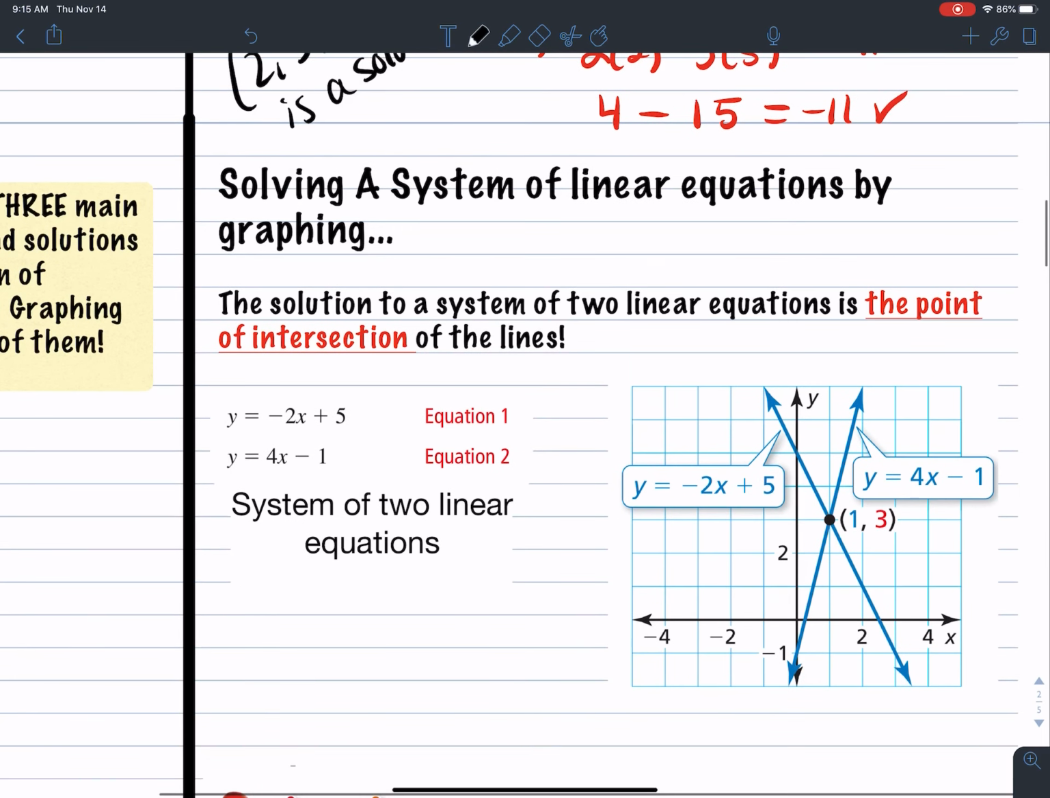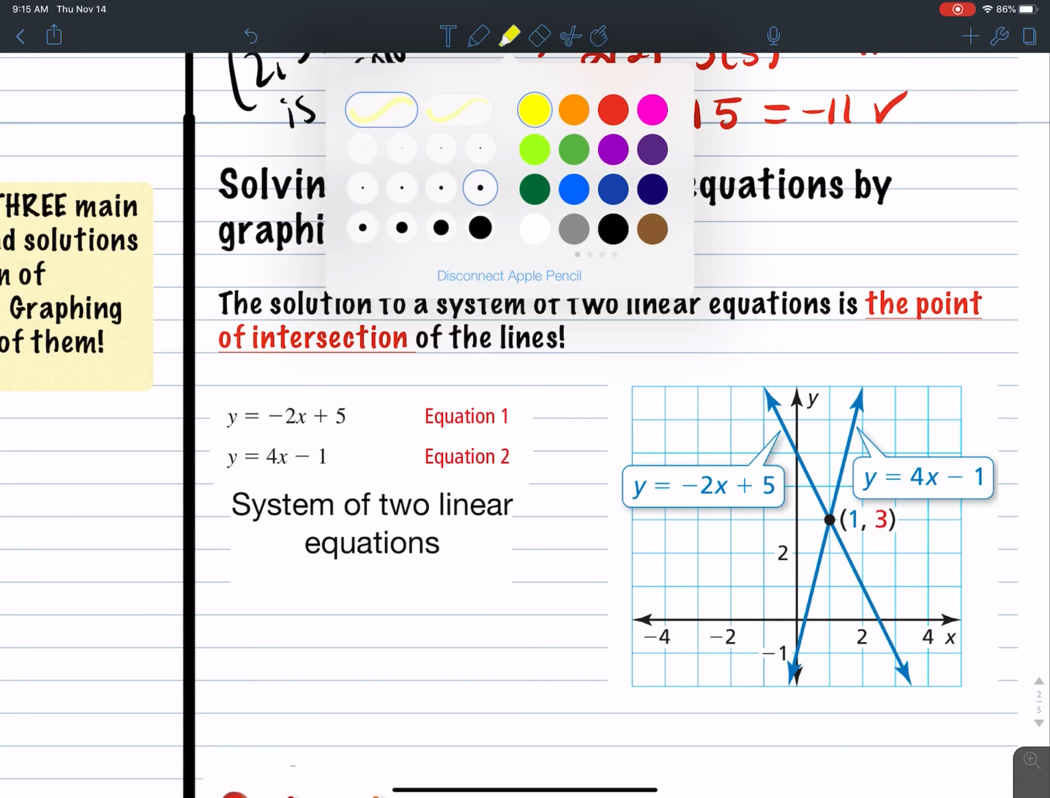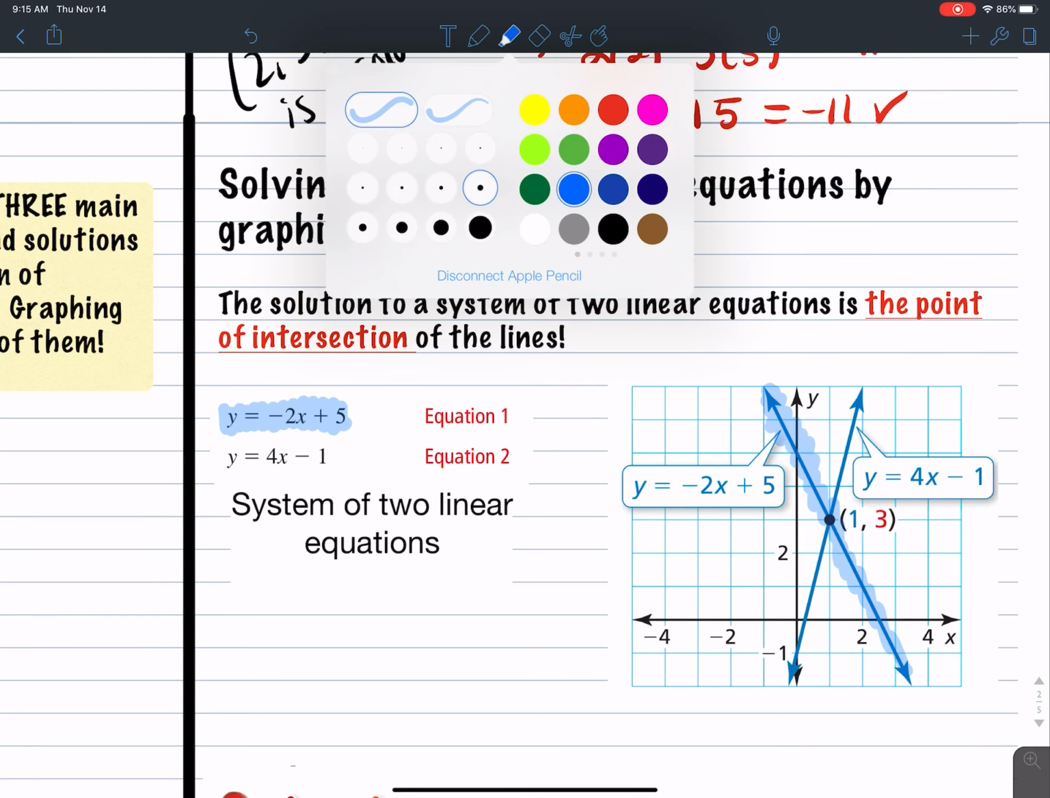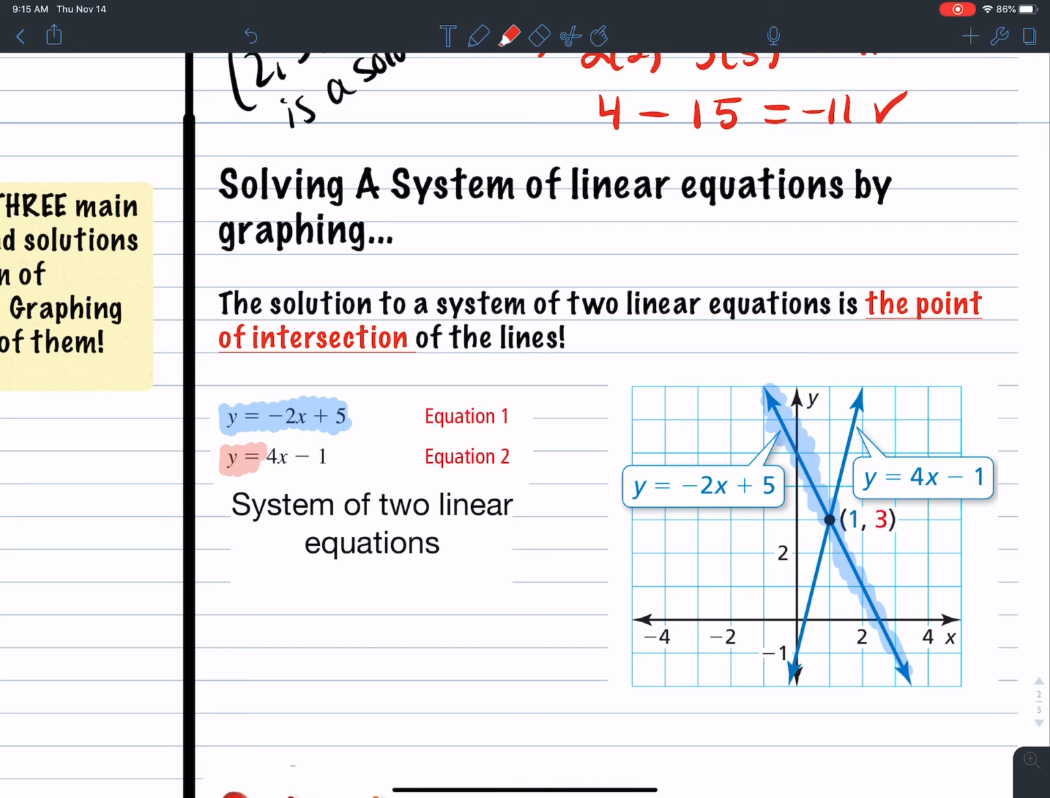So if we look at our example here that's included in our notes, there's two lines. There's this equation, and I know it's a line because it's in slope-intercept form. So it has a negative slope and a y-intercept of 5. So here's that line. And then the other equation in the system, another line because it's in slope-intercept form, is right there. So we'll highlight it. It's in red.